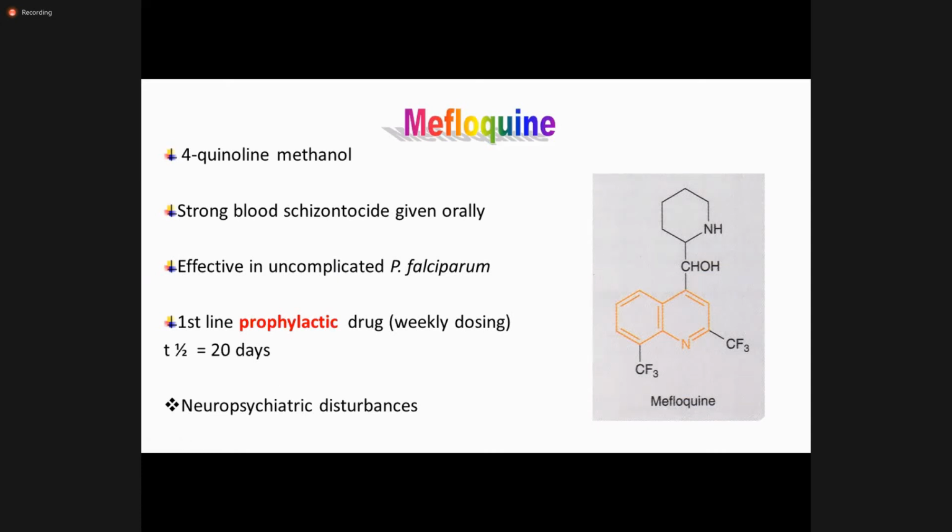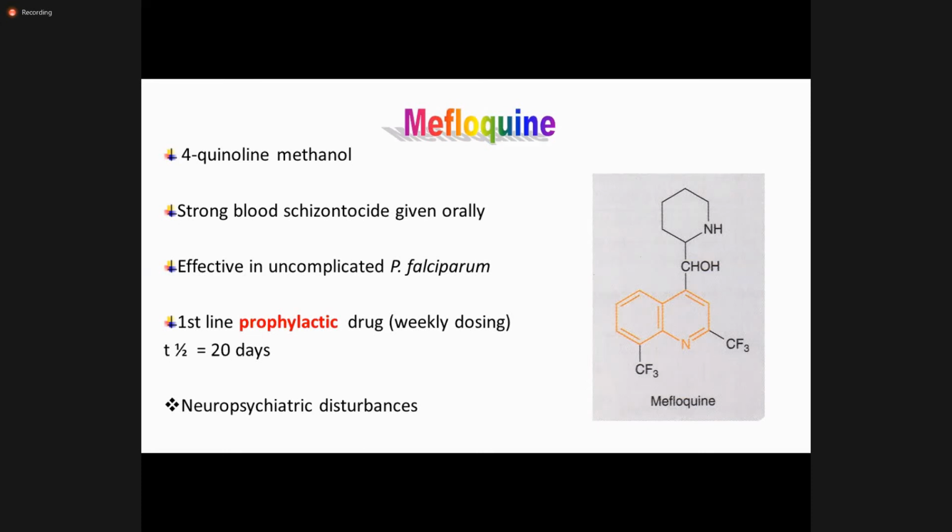Okay, the mechanism is the same. Again, all the quinine group works on heme synthesis, whatever we have discussed. The dosing is weekly, so this drug is given weekly, not daily. So whenever anyone travels into remote areas or areas where malaria is endemic, we use mefloquine.